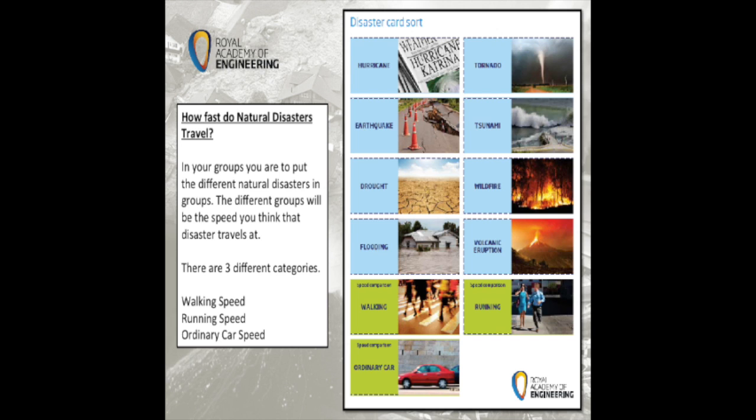Have a think about which disasters would travel the fastest and put those with the ordinary car, and think about those disasters that would be the slowest and put them with the walking speed. Think about this in your groups, have a discussion. Your teacher should now pause the video and give you 5 minutes for this task. How did you do? Compare your answers and have a chat with the group next to you and your teacher to discuss what you thought would be the slowest.